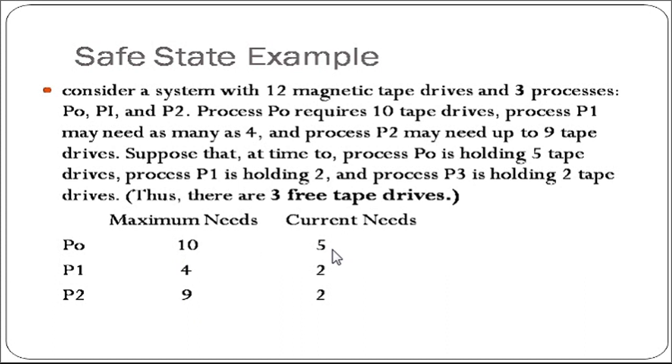Now after execution, P0 will release all its resources and now we will be checking for this P2 process. Now for this P2 process, 7 more resources are required to complete the execution, and now as P0 releases 5 resources and 3 resources are already available, so the requirement of 7 resources is easily available, and the safe sequence is P1, P0 and P2.